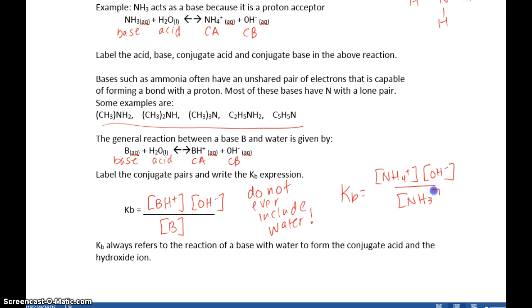over NH3. So the Kb always refers to the reaction of a base with water to form the conjugate acid and the hydroxide ion. It's exactly the same step. The leaving out of water is not anything new or different. It's a liquid, and so we have to remember not to include it.